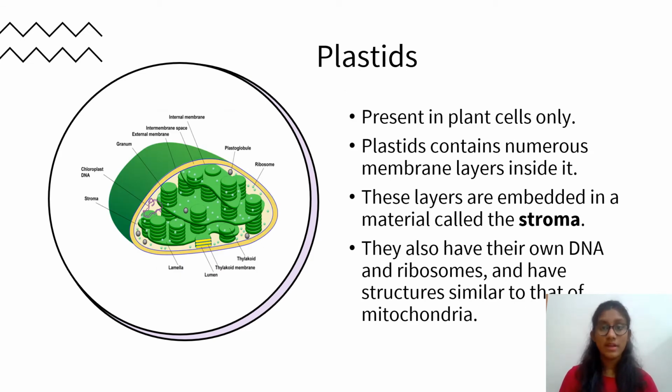The next organelle we are looking at is the plastid. Now, these plastids are organelles which are present only in the plant cells. They contain numerous membranous layers inside them. These layers are embedded into a material called the stroma. Now, these plastids also have their own DNA and ribosomes, and their structures are also similar to that of mitochondria.